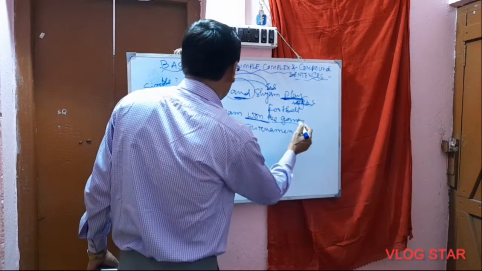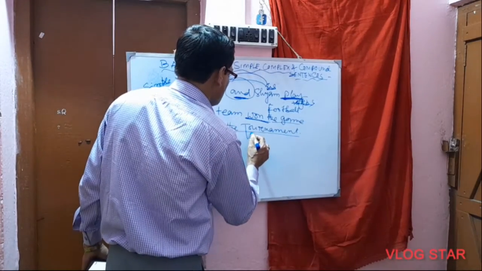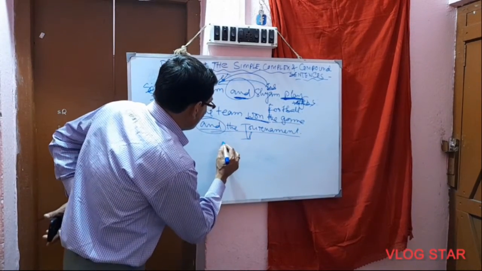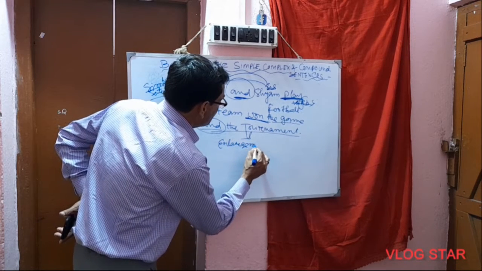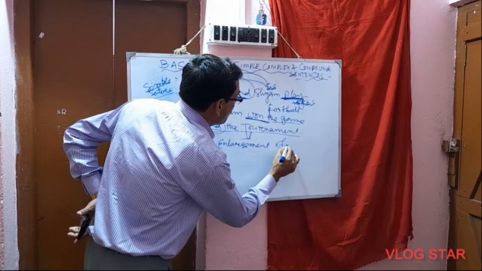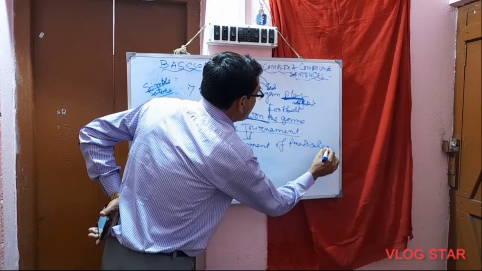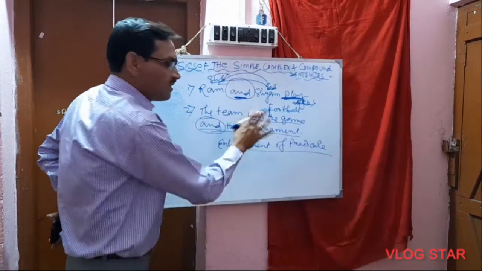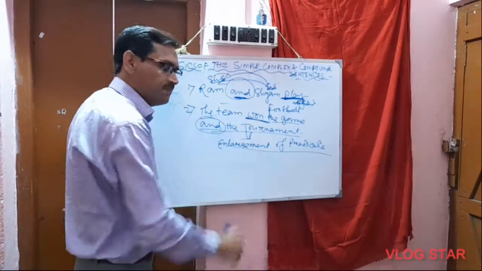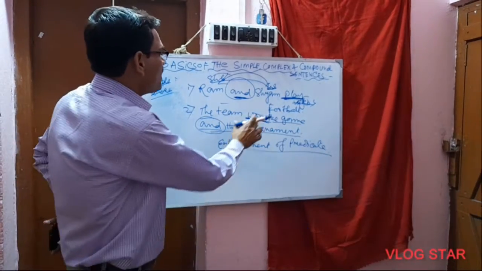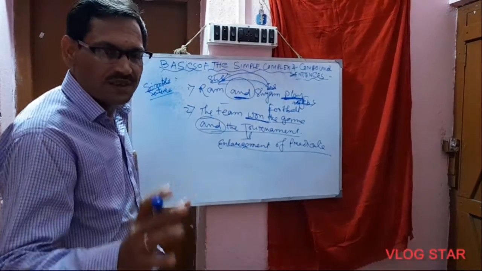"Won the game" is the predicate, and "the tournament" is called an enlargement of the predicate. Here there is no separate subject. The subject is only one, the team. Okay, so the verb has been placed as per the rule, simple past tense.